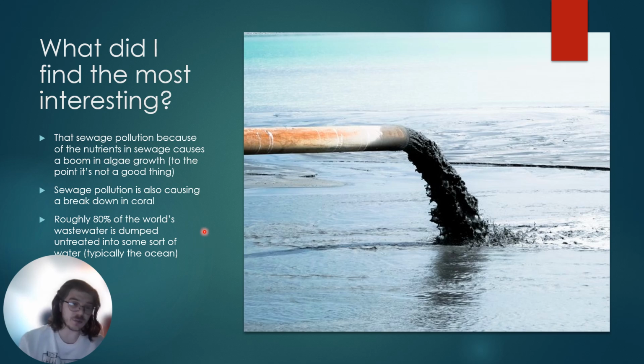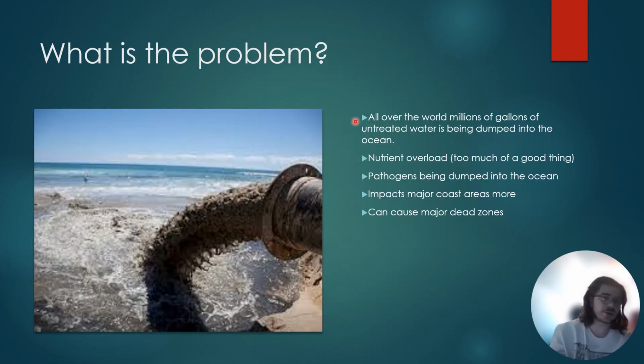And then this point, which I will bring up probably a couple more times within the presentation, is that roughly 80% of our entire world's wastewater is being dumped untreated into some sort of water. Usually, this means the ocean, but it's also being dumped into a lot of rivers all over the world. But what do rivers usually flow into? The ocean.